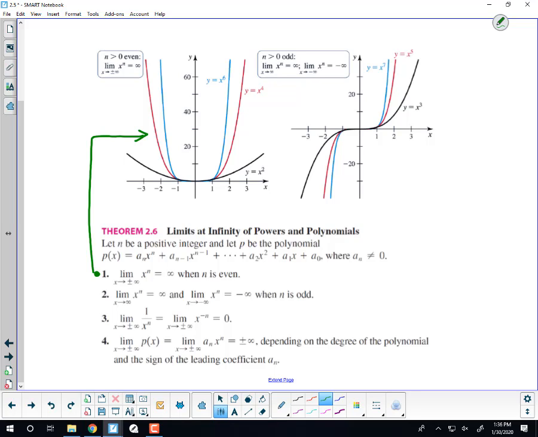The second one is for the odd functions. As x approaches infinity for x to an odd power, it's infinity. But as x approaches negative infinity on an odd power, it's negative infinity. So now the signs of infinity match, if you want to think of it that way. So that's this area here.